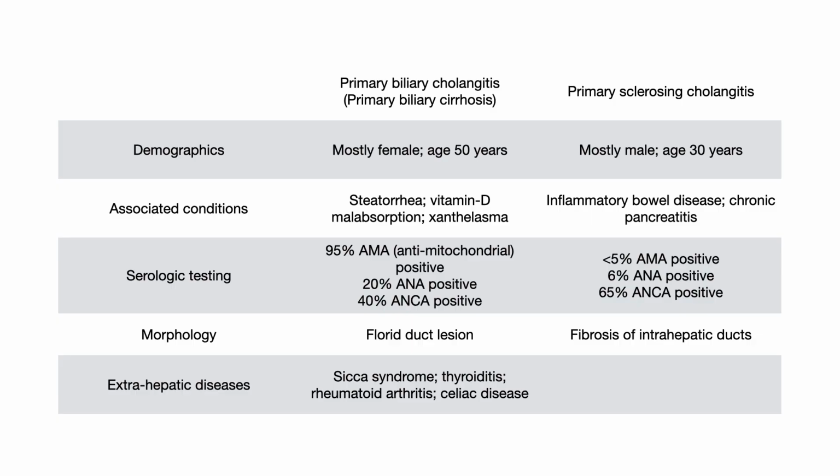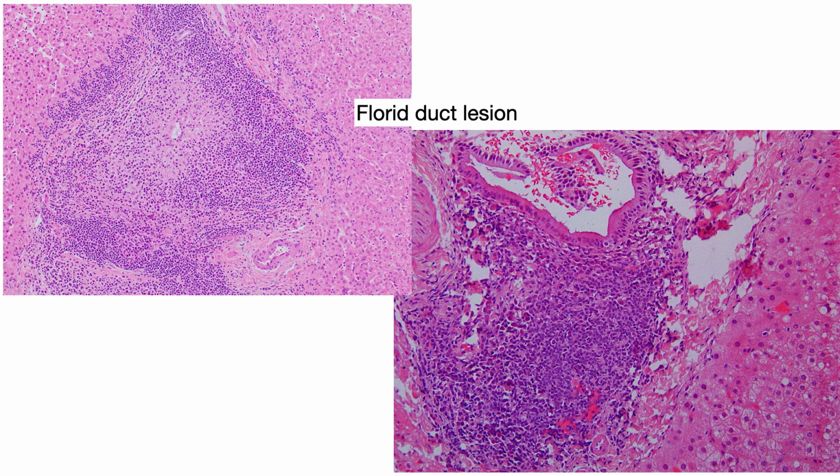Morphologically, in primary biliary cholangitis, they have what's called a florid duct lesion, which is basically marked inflammation of the portal tract, which almost has a semi-granulomatous appearance to it. And then with primary sclerosing cholangitis, you get fibrosis of the intrahepatic ducts, and classically you see this concentric fibrosis around the ducts. Primary biliary cholangitis is autoimmune, so it can be associated with Sjögren syndrome, thyroiditis, rheumatoid arthritis, celiac disease. The biggest one for primary sclerosing cholangitis, I think, is the frequent association with inflammatory bowel disease, with ulcerative colitis.